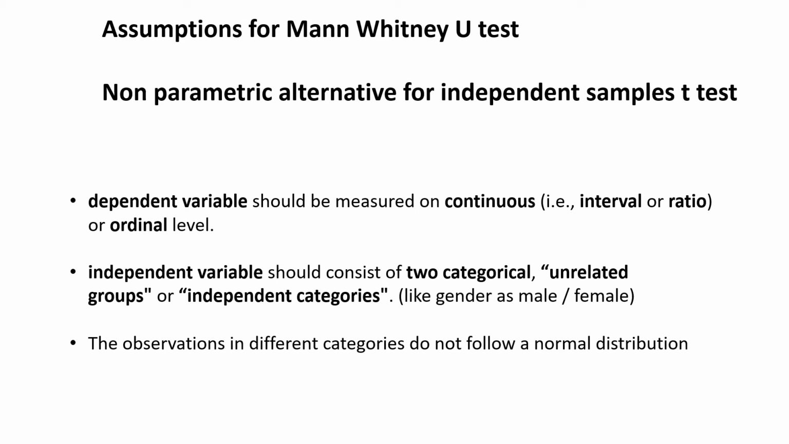The independent variable should consist of two categories. They are unrelated groups, not like the previous ones. The previous two tests, the sign test and Wilcoxon signed rank test, were for related groups. Here they are unrelated or independent groups, like gender, male and female, both are independent. Observations in different categories do not follow a normal distribution. So if you take the values among males and females, they are not normally distributed. That's why we are choosing the Mann Whitney U test.